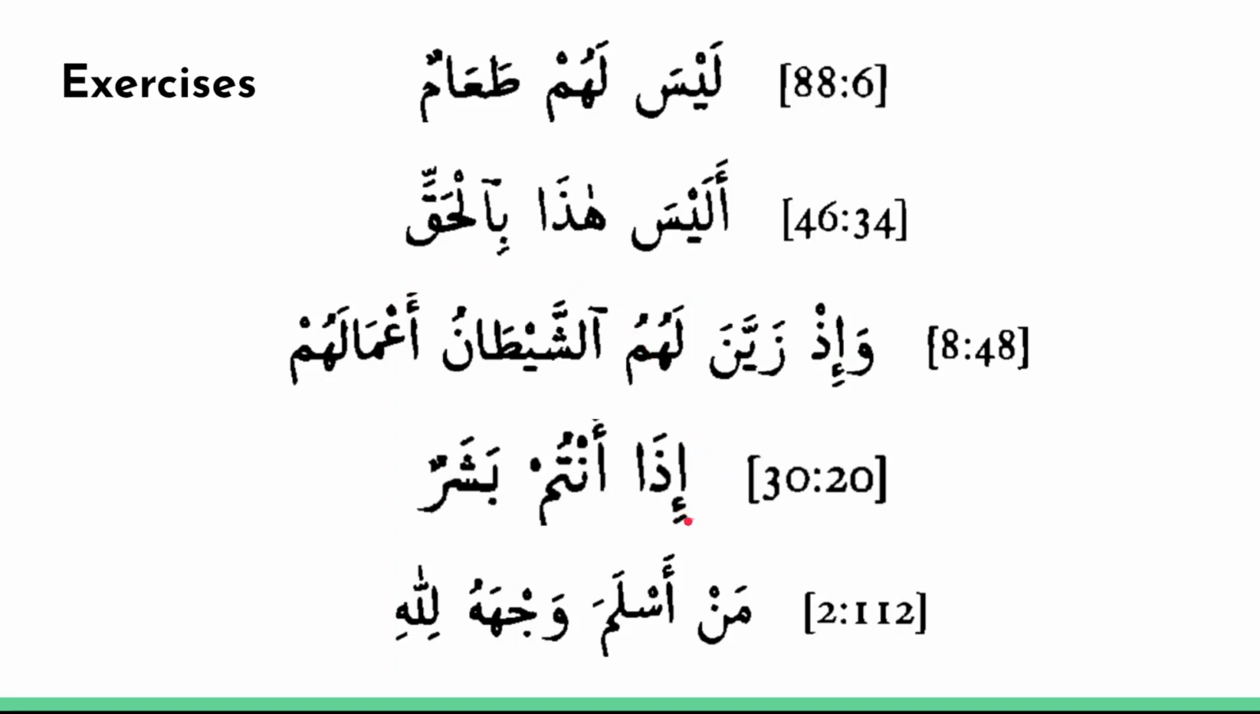Alright, let's take a look at إِذَا أَنْتُمْ بَشَرٌ. If you go back to the ayah, you'll see that this is in the usage of behold. So it's saying, and behold, you men, I believe it's dispersed. We don't have the full ayah here, but here it means behold, you all men.